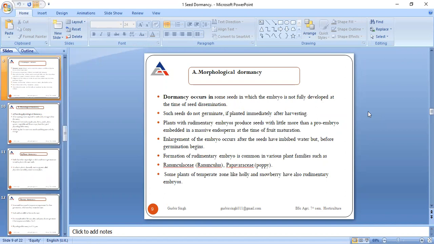Morphological dormancy. Dormancy occurs in some seeds in which the embryo is not fully developed at the time of seed germination. Such seeds do not germinate if planted immediately after harvest. Plants with a rudimentary embryo produce seeds with little more than a pro-embryo embedded in a massive endosperm at the time of fruit maturation. Formation of rudimentary embryos is quite common in various plant families. Some plants of the temperate zone like holly or snowberry have rudimentary embryos.